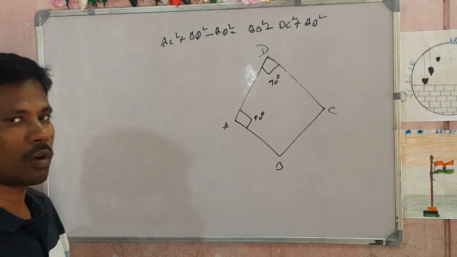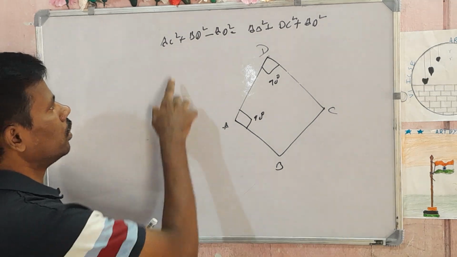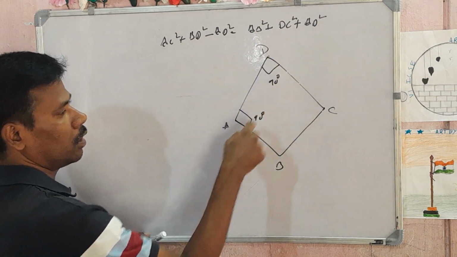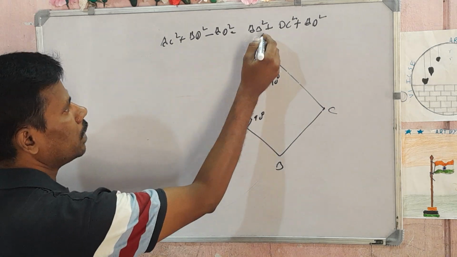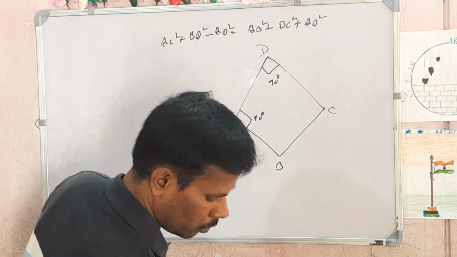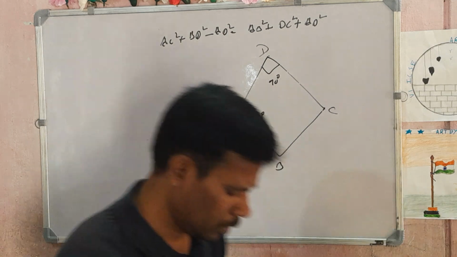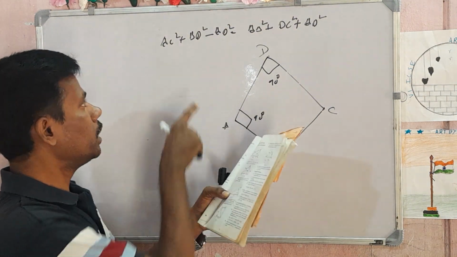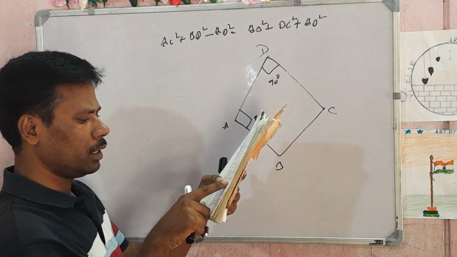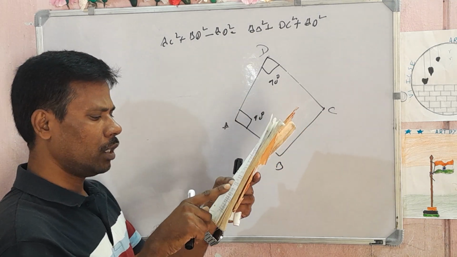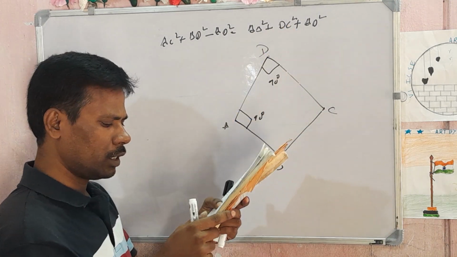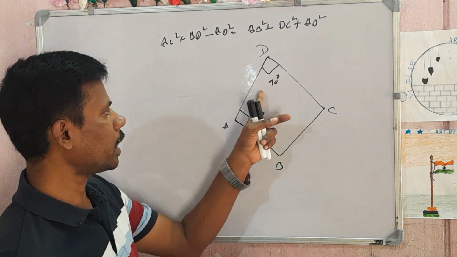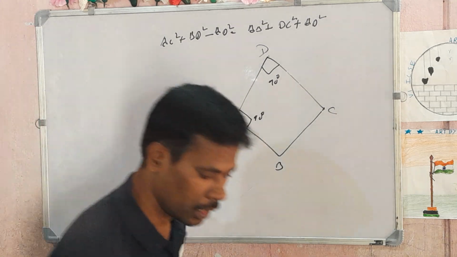This is another different model. AC square plus BD square minus AD square is equal to AB square plus CD square plus AD square. Once again, let me check the question. Yes, the question is correct. ABCD is a quadrilateral in which angle A and angle D are 90 degrees.